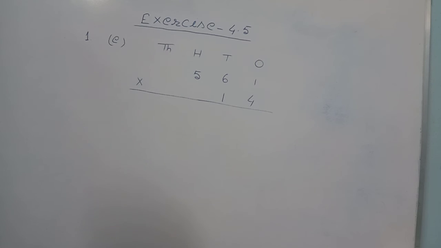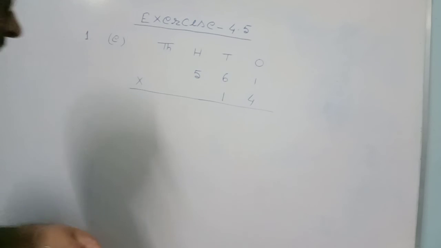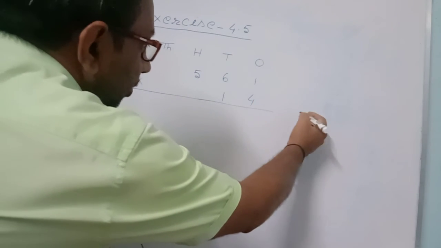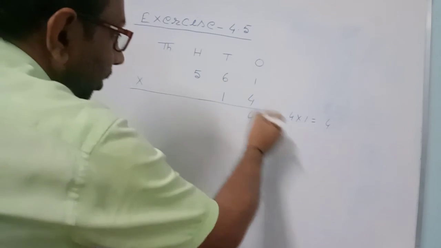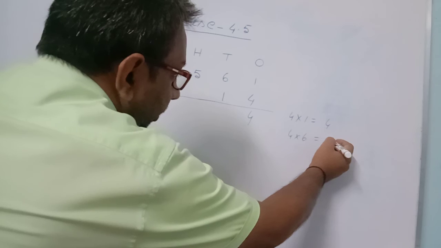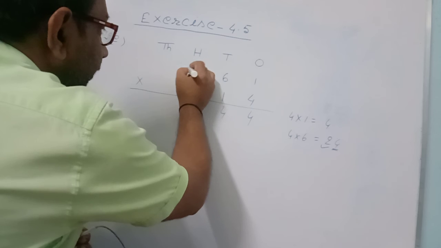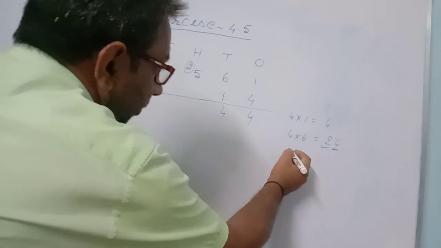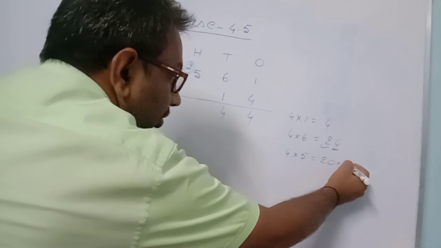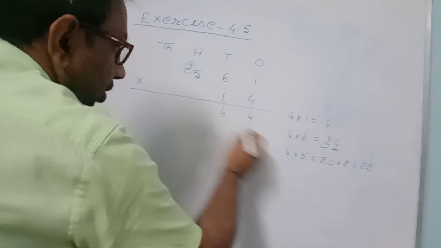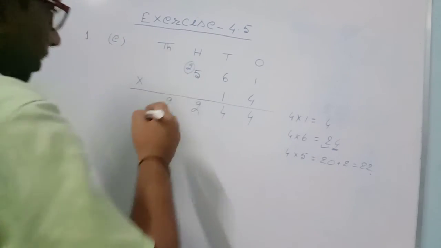In question number 1e, you are asked to multiply 561 by 14. So at first we will multiply these two digits. 4 into 1 equal to 4. I will write here. Then 4 into 6 equal to 24. So this 4 will come here and these 2 will come here. Now 4 into 5 equal to 20 and plus this 2 became 22. So this 2 of 22 will be written here, and this 2 will be written after that at thousands place.